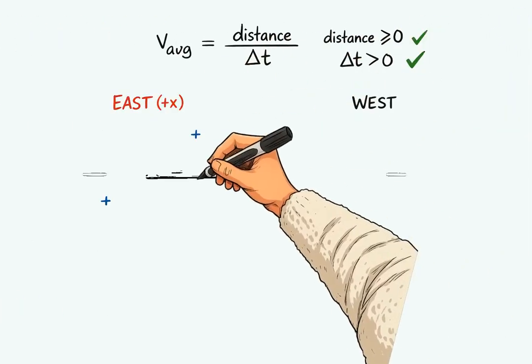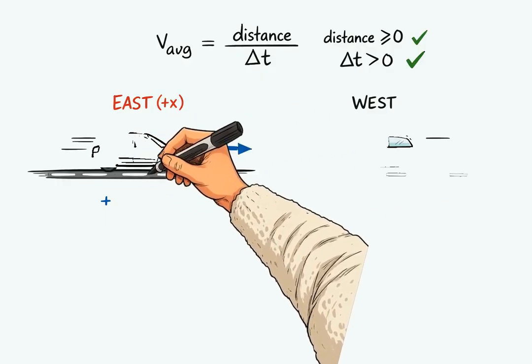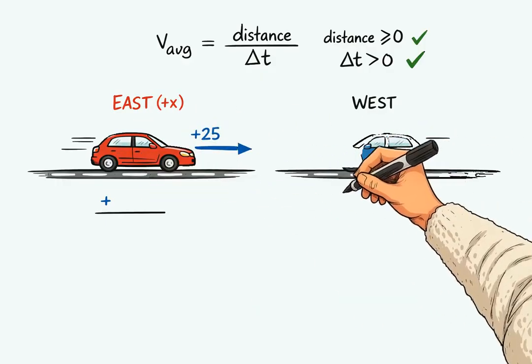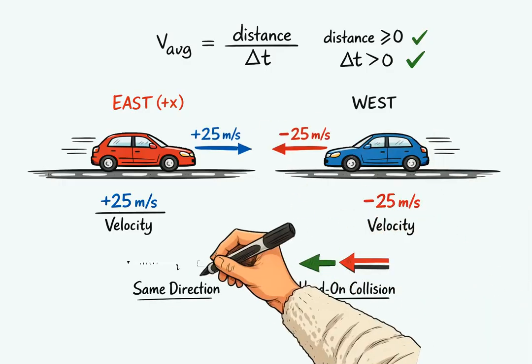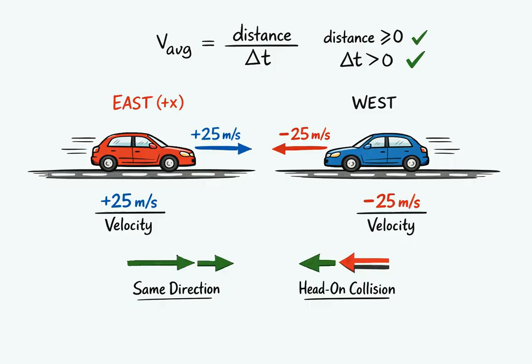Average speed is different because it uses distance rather than displacement. Speed sub avg equals distance divided by delta t. Since distance is greater than or equal to 0 and delta t is greater than 0 for forward time, average speed is always non-negative and carries no directional information. Two cars can each move at 25 m/s, one east and one west, and have the same speed. If east is plus x, their velocities are plus 25 meters per second and negative 25 meters per second.